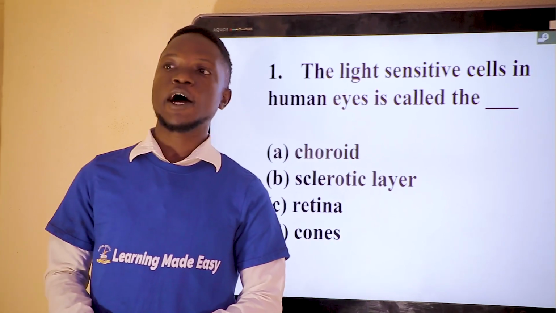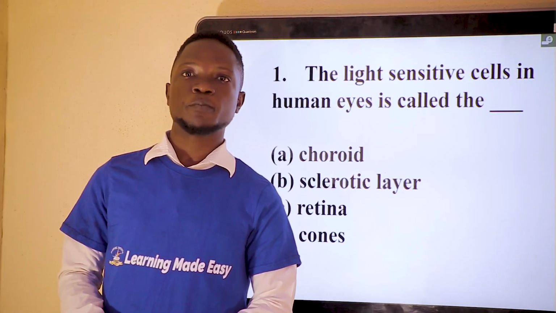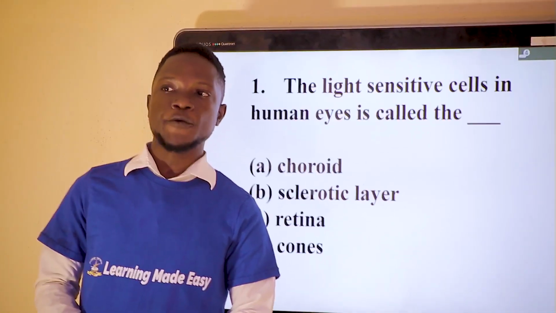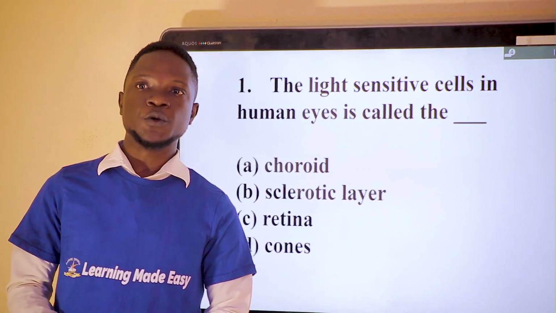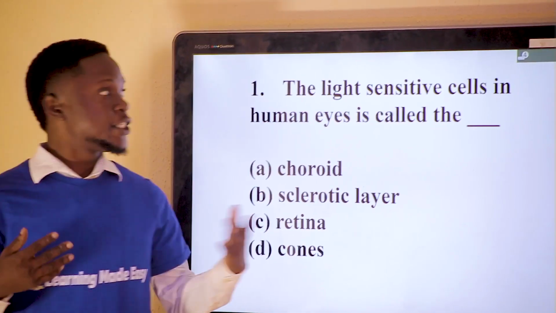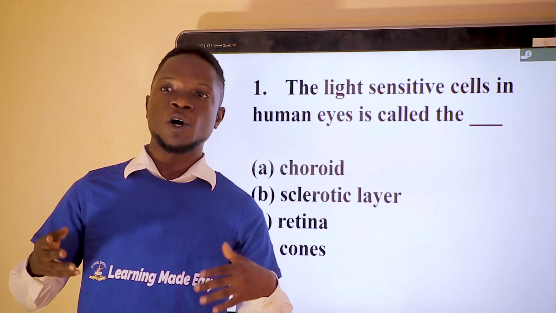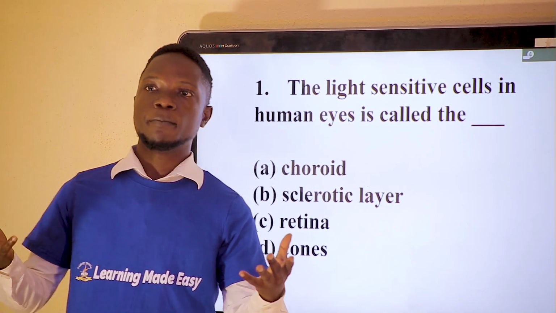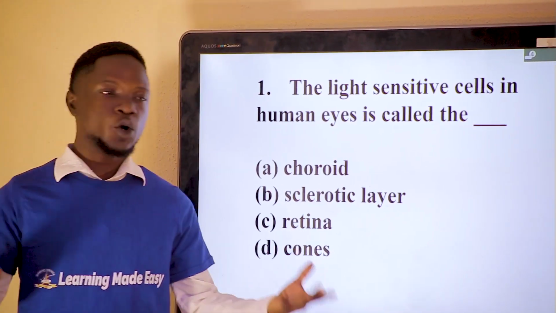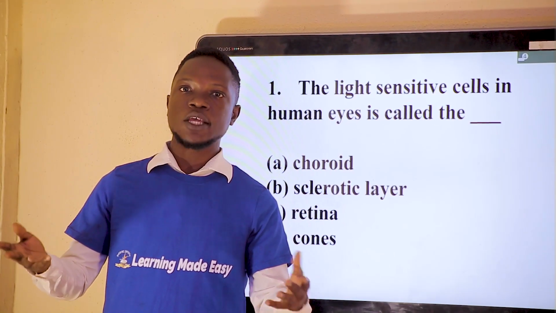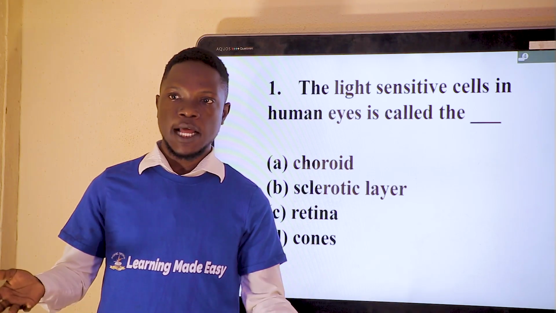The sclerotic layer, which is the sclera, is the white part of the eyes. And the part of the eyes that covers the iris and the pupils is known as the cornea. The retina is made up of photoreceptors, the rods and the cones. Now, the rods function in low light, while the cones function in bright light.